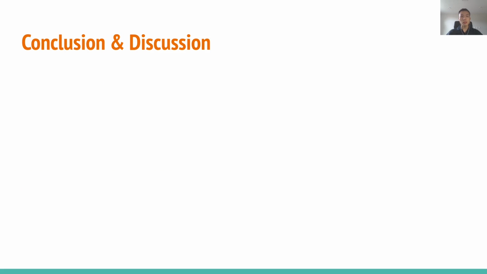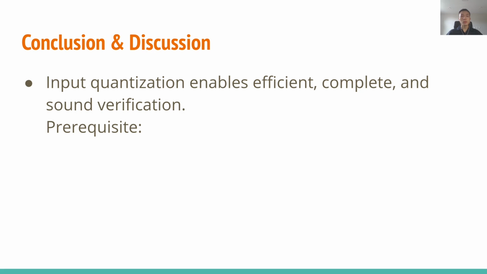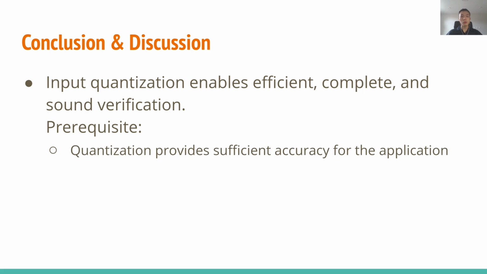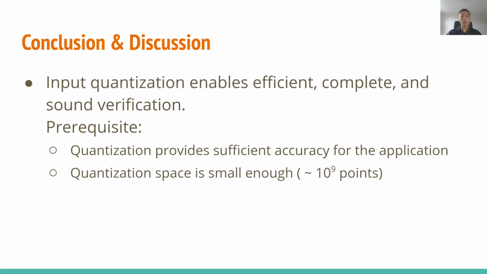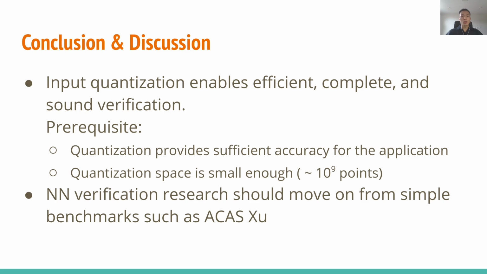So to summarize, we have shown that input quantization enables efficient, complete, and sound verification. This method requires that the quantization provides sufficient accuracy for the target application, and the quantization space should be sufficiently small to allow efficient enumeration. On the other hand, neural network verification research has made tremendous progress in recent years, and it is time to move on from these simple benchmarks such as the ACAS Xu.